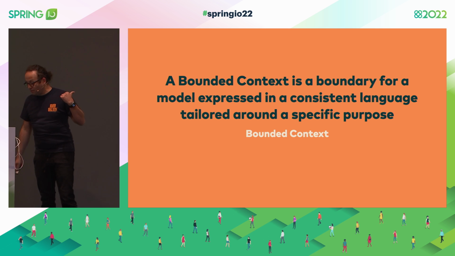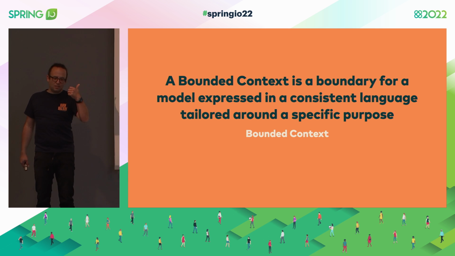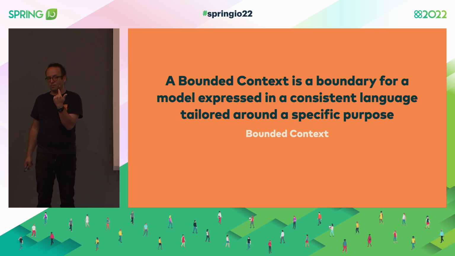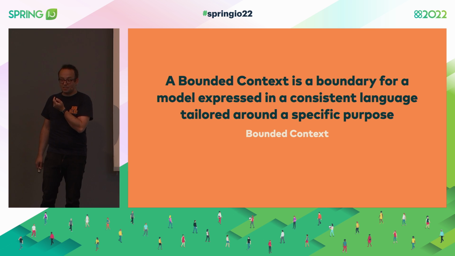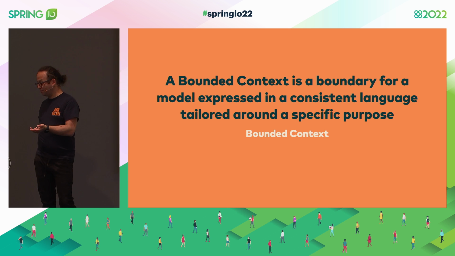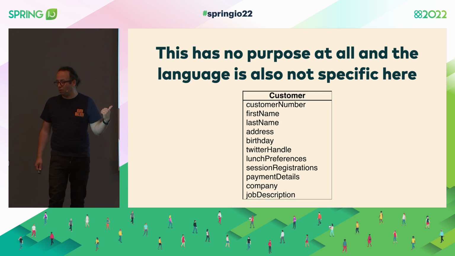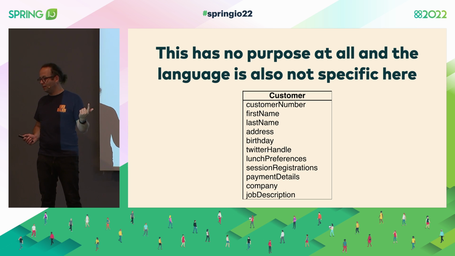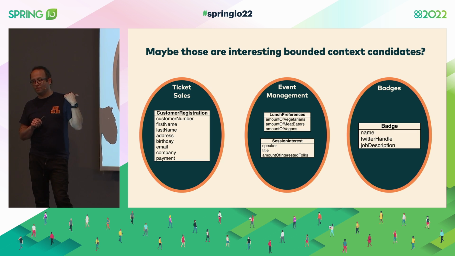Let's revisit this definition. Well, this is a boundary to a certain degree. Is it a model? We didn't talk about rules yet. It's more a data model, isn't it? Does it have a consistent language? Not so much. And is it tailored around a specific purpose? Hell no. Definitely not. This has no purpose at all, and the language is totally generic there. Maybe that's a better idea here.